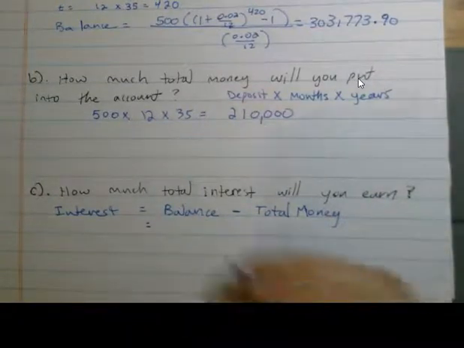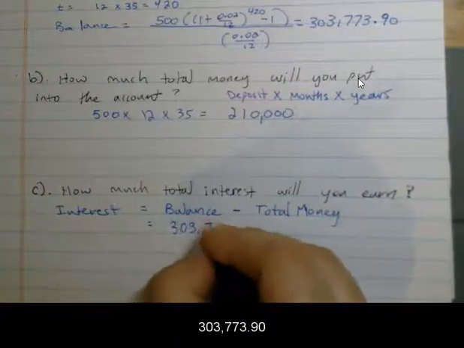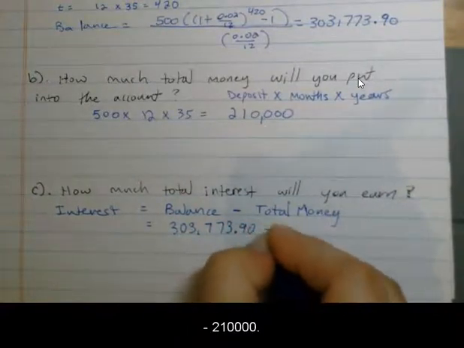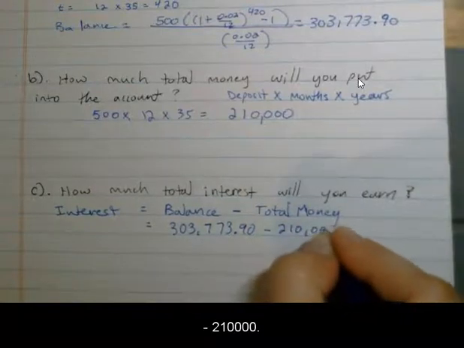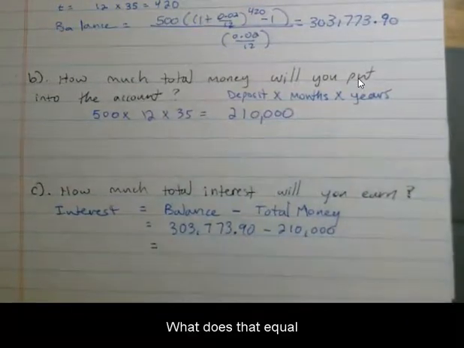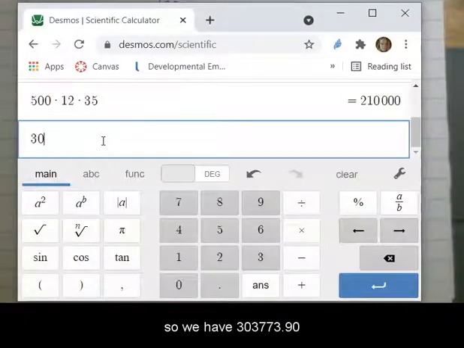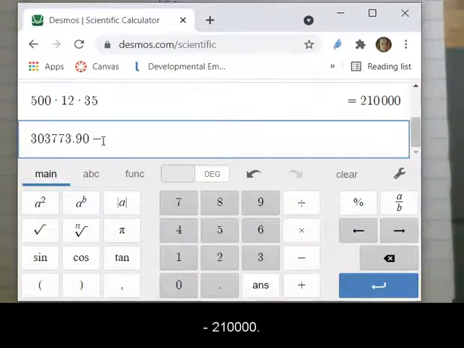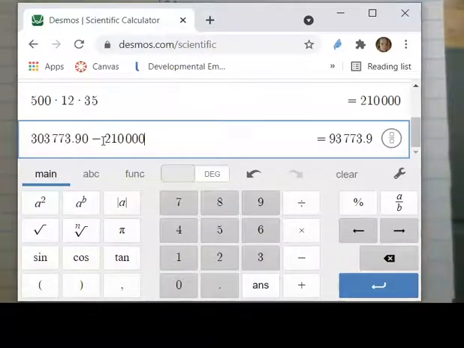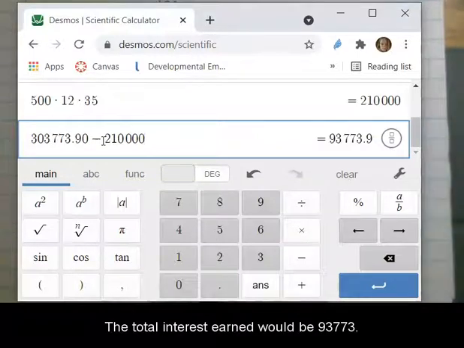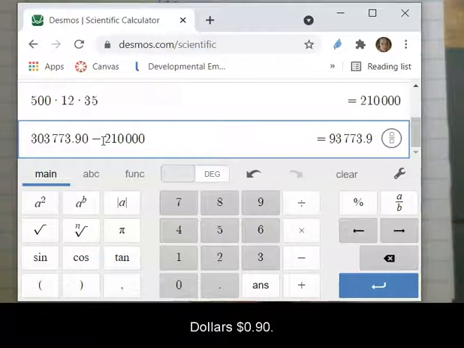So that would be 303,773.90 minus 210,000. So what does that equal? So we have 303,773.90 minus 210,000. So the total interest earned would be $93,773.90.